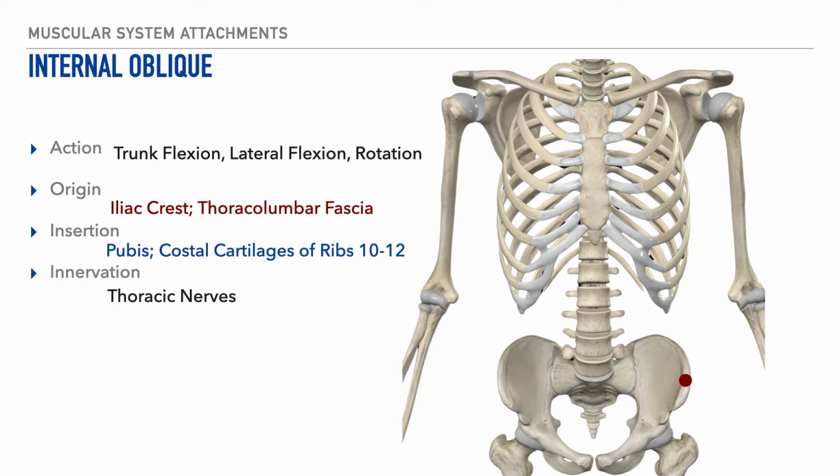But for now, its insertion is on the pubis and on the costal cartilages of ribs 10 through 12, shown here. And its innervation is a combination of multiple thoracic nerves.